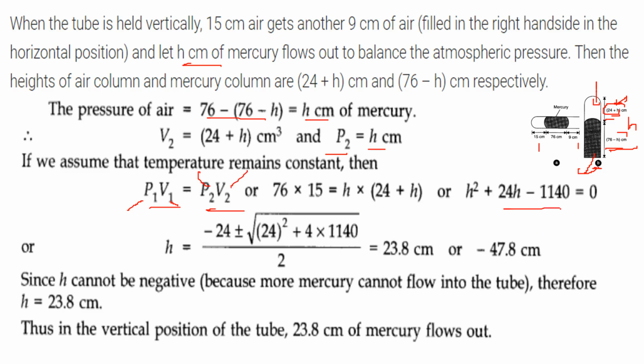So this is a quadratic equation being formed. Solve it by Sridharacharya formula. You get two values of H. We are not going to take the negative one, because more mercury cannot flow into the tube. It is going to come out eventually. So 23.8 is the H. So this is the only pressure. So at the vertical position, 23.8 of mercury flows out.